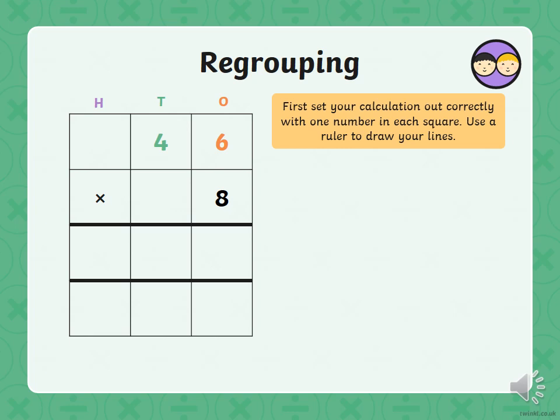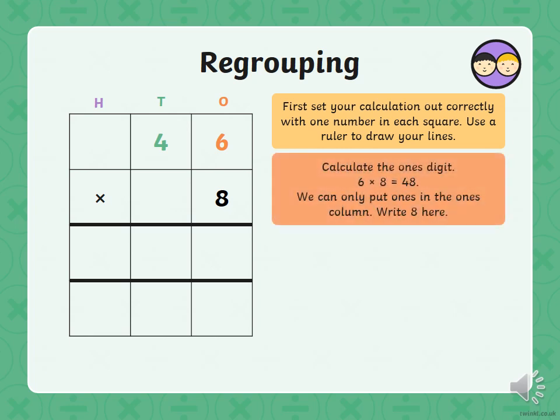First, set out your calculations correctly with one number in each square. Use a ruler to draw your lines. It is also very important that you put the numbers correctly underneath each other. So ones underneath the ones, tens underneath the tens, hundreds underneath the hundreds. Because even that slight mistake of not putting the numbers correctly underneath each other can give you the wrong answer.